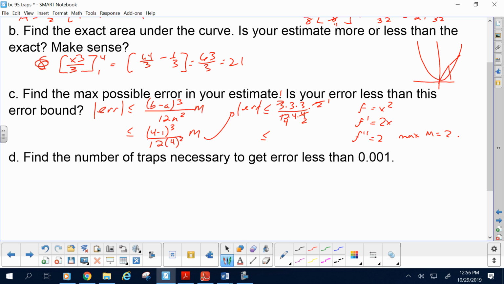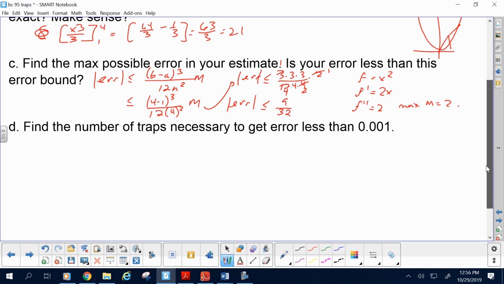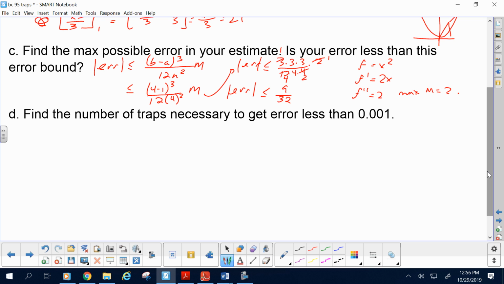So what is your error bound? This three equal to 9/32. Okay, the error is no more than 9/32. Now try D.